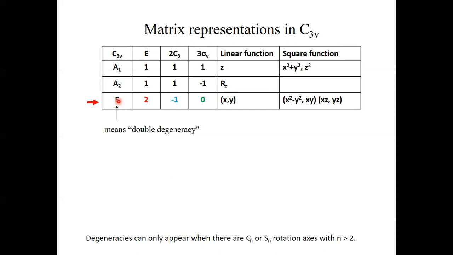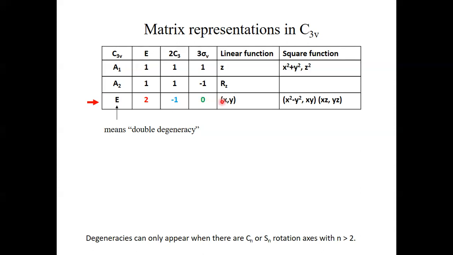That means that we have equivalency or degeneracy between two mathematical functions or pairs of mathematical functions. Because of that degeneracy, we also have here unusual characters. So here we have a 2, for instance. Here we have a -1, and here we have a 0.